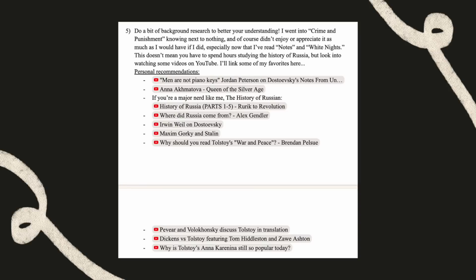So I listed a few of my personal recommendations, like Men Are Not Piano Keys, Jordan Peterson on Dostoevsky's Notes from Underground, a wonderful video that a fellow booktuber made about Anna Akhmatova, the Queen of the Silver Age. If you're a major nerd like me, the History of Russia Parts 1 through 5, Rurik to Revolution, Where Did Russia Come From by Alex Glender, Erwin Weil on Dostoevsky, Maxim Gorky and Stalin, Why Should You Read Tolstoy's War and Peace from Brendan Pulsu, I think that's how you say his name.